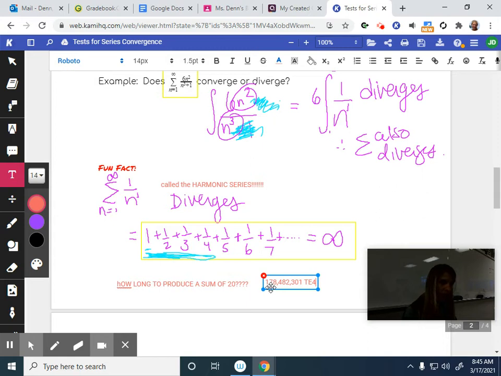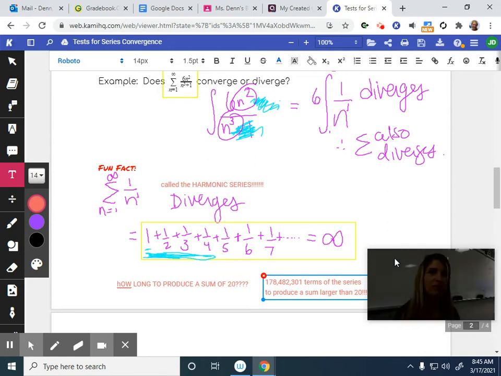It takes 178,482,301 terms of the series to produce a sum larger than 20. I mean, is that crazy? It just makes you think about how big infinity really is. It takes 178 million terms, almost 178.5 million terms, to produce a sum larger than 20. But yet the sum is still infinite.